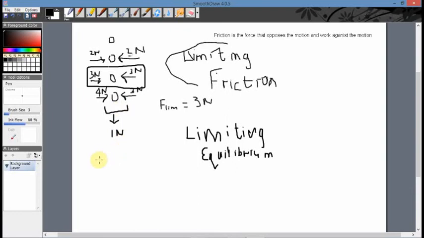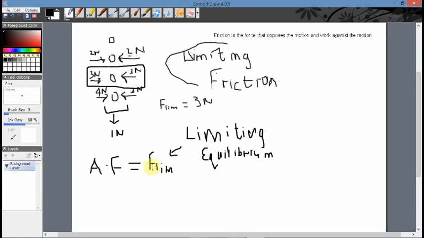Limiting equilibrium is when the applied force, that is AF, is equal to F limit. This is limiting equilibrium. That is when the applied force is equal to limiting friction. It means the particle is just about to move but hasn't moved. The particle is about to move but hasn't moved. That is, it is in limiting equilibrium. That is, it is on the verge of movement but hasn't actually started moving.